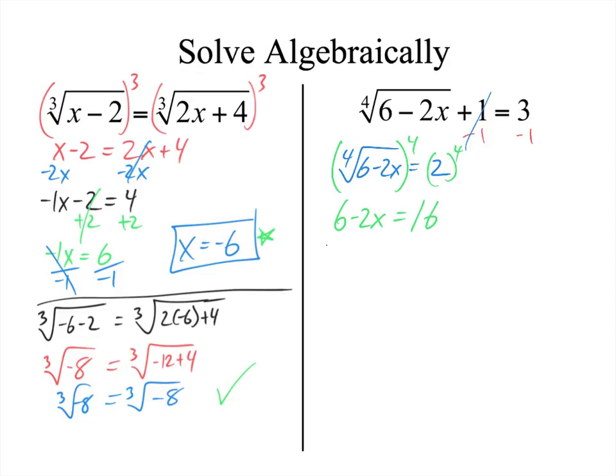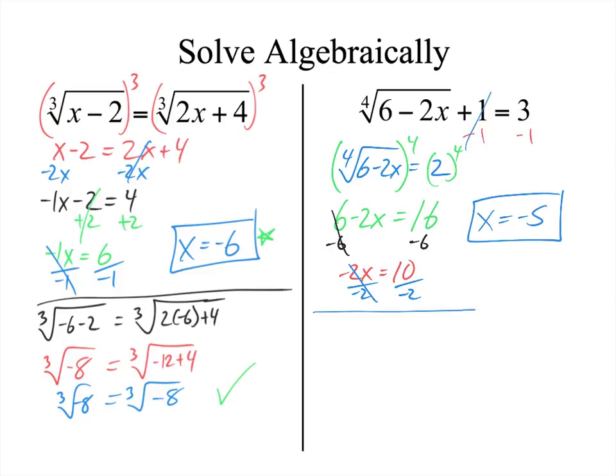Let's solve. Minus the 6, that's gone. So you have negative 2x equals 10. And I'm going to get rid of that negative 2, so divide by negative 2. So I have x equals negative 5 is my answer. Let's make sure it's not an error.